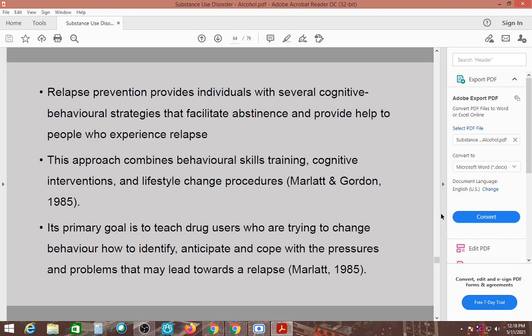It combines behavioral skill training. See the next point. Behavioral skill training, cognitive intervention, and lifestyle change procedures. Right. So behavioral skill training, that means if a person is used to doing things this way, so in CBT or in relapse prevention, what do they do? They teach them to change their skills. That means if they have maladaptive coping skills, they teach them better adaptive skills.